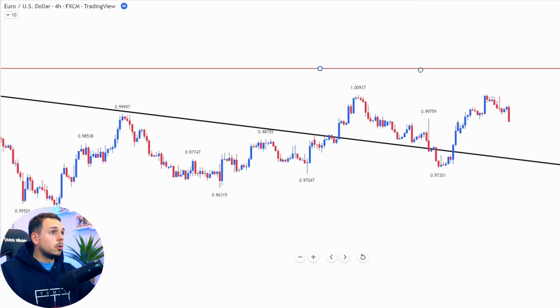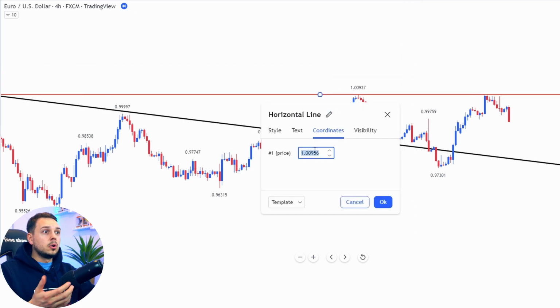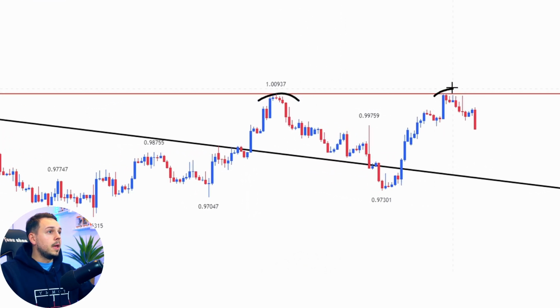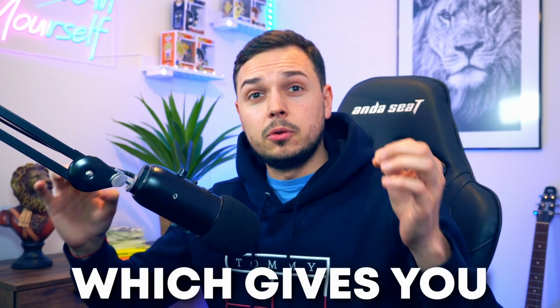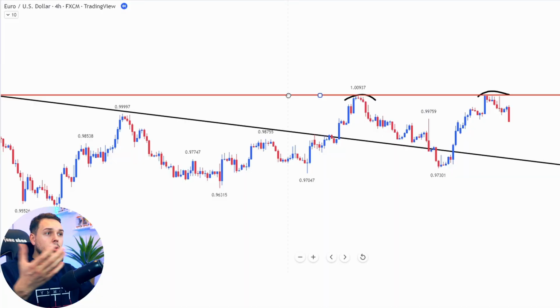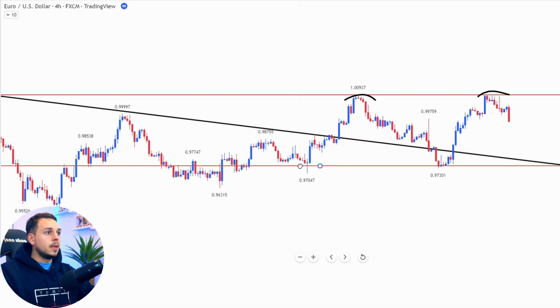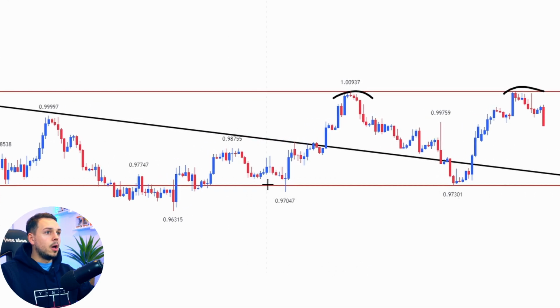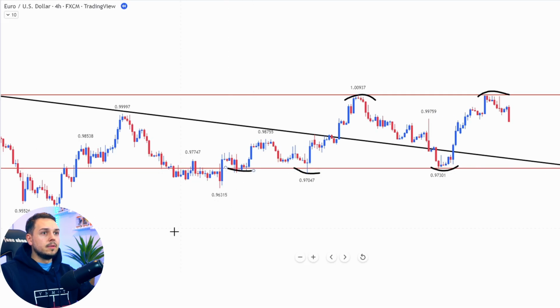Now, you could just use the horizontal line tool like this, double click on it and just type in the number you see. So 1.00937 is the top area of resistance, and as you can see, the candlesticks for this pair have reacted to this level, which gives you a strong area of resistance. Now we also can do the same thing for the bottom. As you can see, somewhere over here seems pretty good. Just copy the number, so I double click on it. 0.97301 seems reasonable, and as you can see, most of the time the market has reacted towards this level as well. You could say even over here.